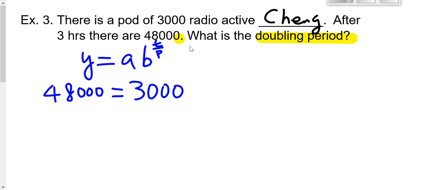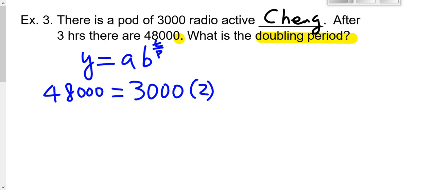If you look at this, the question talks about doubling. So that means after a specific time period, you get double the amount. Like 1 becomes 2, just like bacterial growth. 1 becomes 2, 2 becomes 4, 4 becomes 8, 8 becomes 16, so on and so forth.